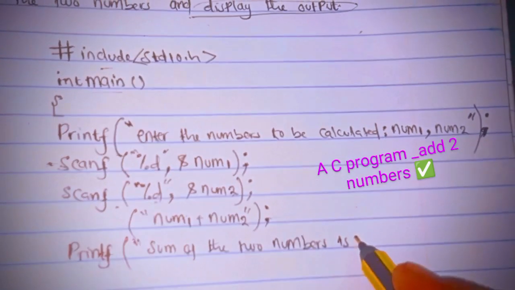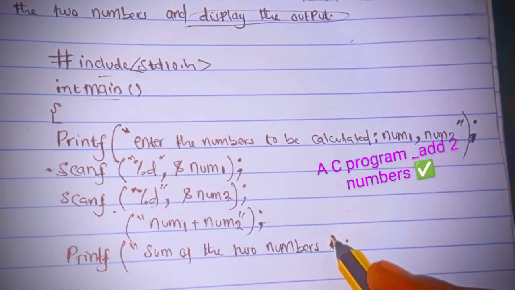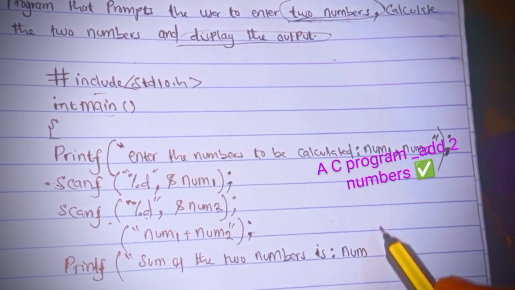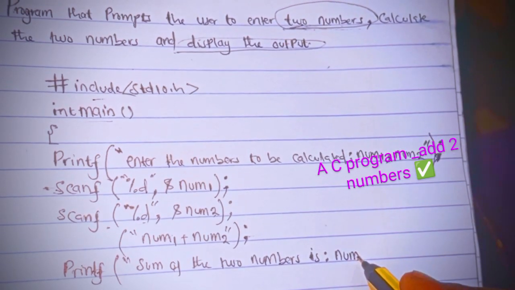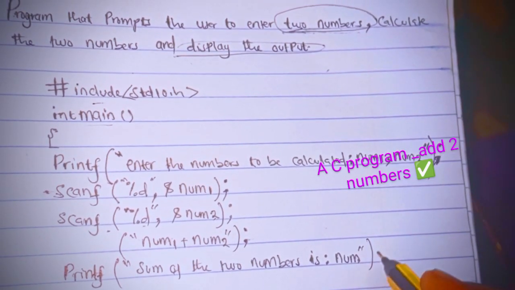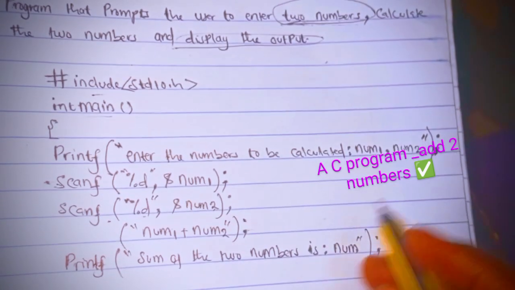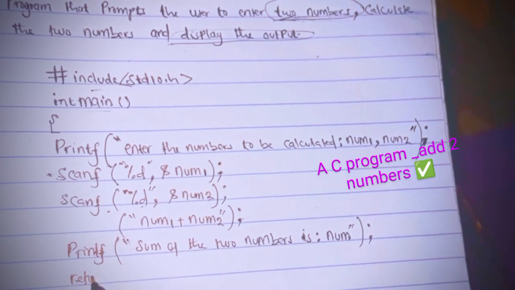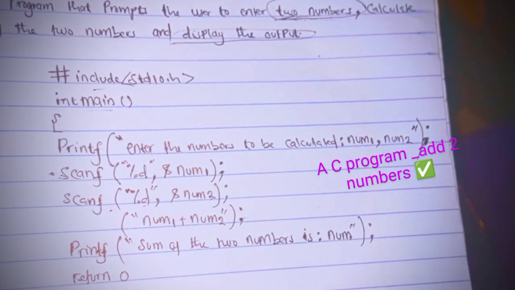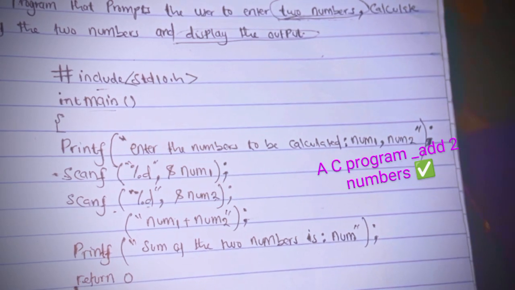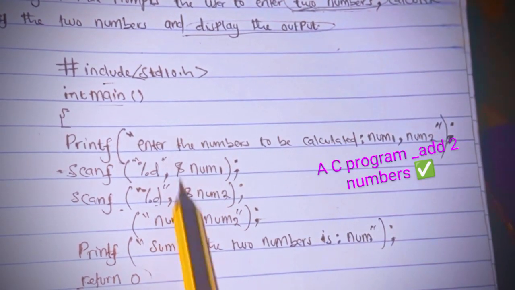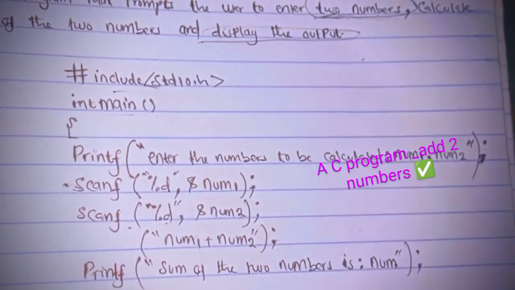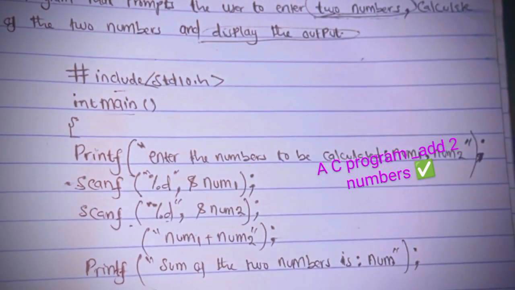The sum of the two numbers is num. Of course, it's going to be a number, so I'm going to write the number right there. And now again, I'm going to finish the program like this. Return 0, and now the curly braces. Return 0 shows that the program was executed successfully. So guys, that's how we write a C program to calculate the sum of two numbers.